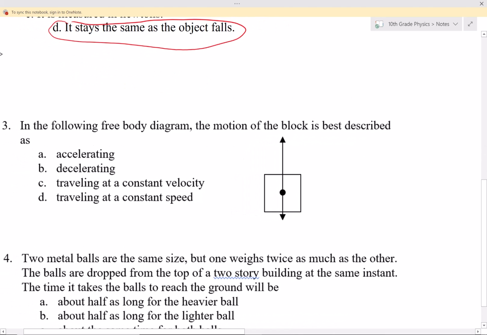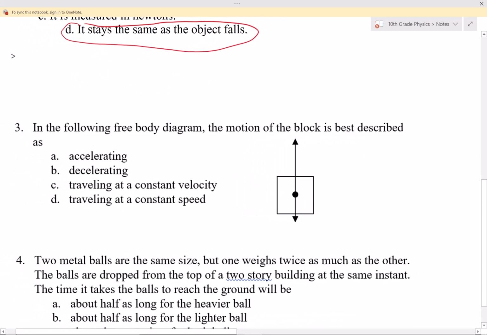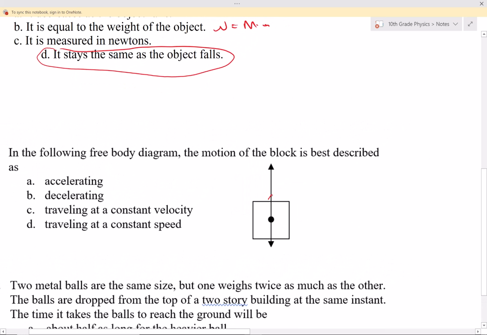In the following free body diagram, the motion of the block is best described as A, accelerating, B, decelerating, C, traveling at constant velocity, or D, traveling at constant speed. Inertia says that an object in motion should stay in motion unless acted upon by an outside force. Sometimes we have a net force of 0, meaning the force on both sides is equal. If that was the case, it would look like this, right? And if it looked like this with this red arrow, then it would be traveling at a constant velocity, right?